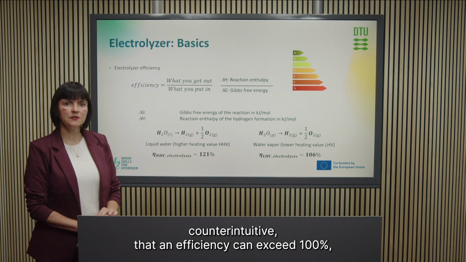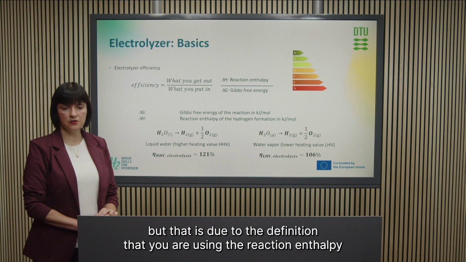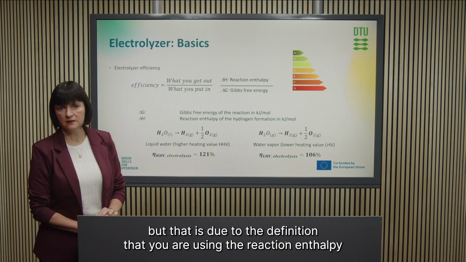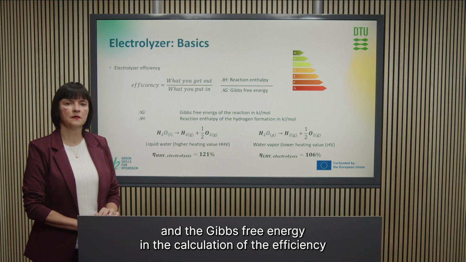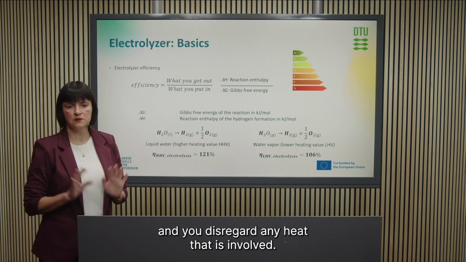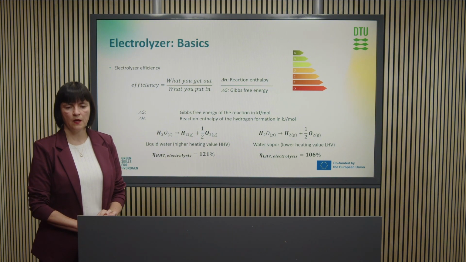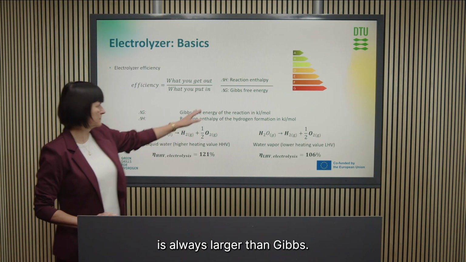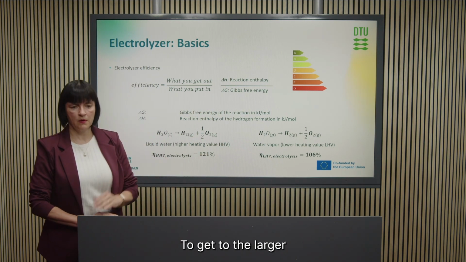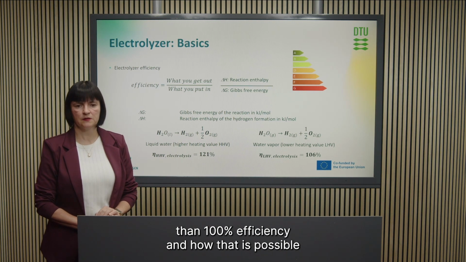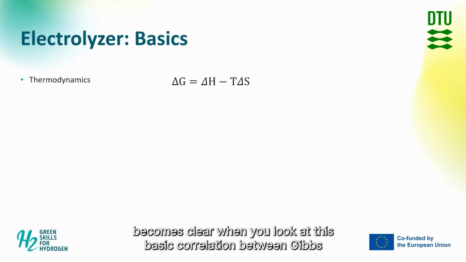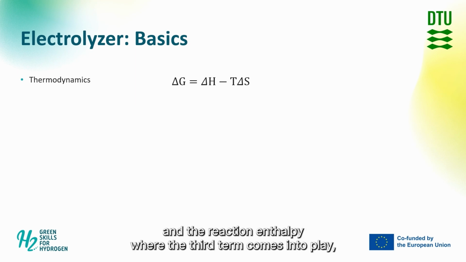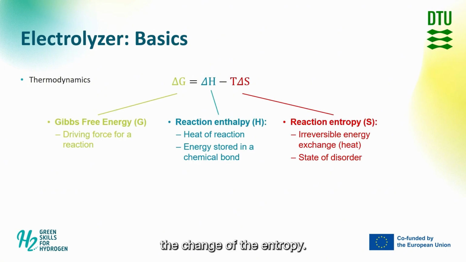That seems counterintuitive, that an efficiency can exceed 100%, but that is due to the definition that you are using, the reaction enthalpy and the Gibbs free energy in the calculation of the efficiency, and you disregard any heat that is involved. That also means that the reaction enthalpy is always larger than Gibbs to get to the larger than 100% efficiency. And how that is possible becomes clear when you look at this basic correlation between Gibbs and the reaction enthalpy, where the third term comes into play, the change of the entropy.